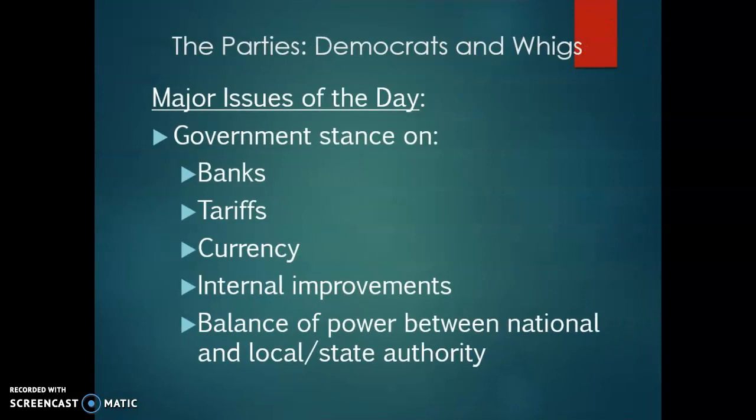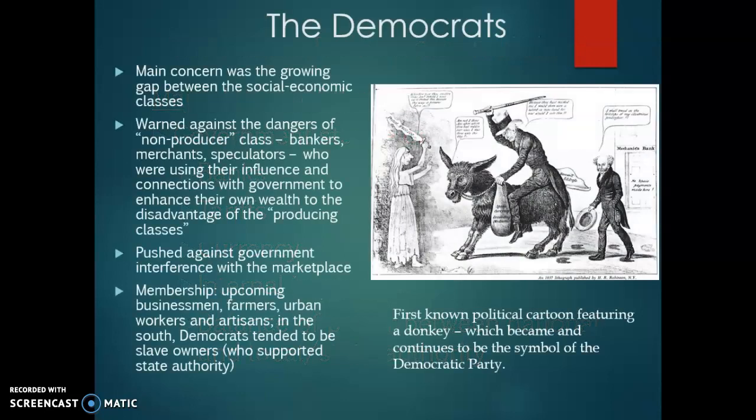And so let's look at the two parties here. Again, the major issues of the day between the Democrats and the Whigs were the bank issues, tariffs, currency issues, whether or not to fund internal improvements, and as always, as we're going to be looking into closer to the Civil War era, the balance of power between national and state authority, right? Who should be truly in power?